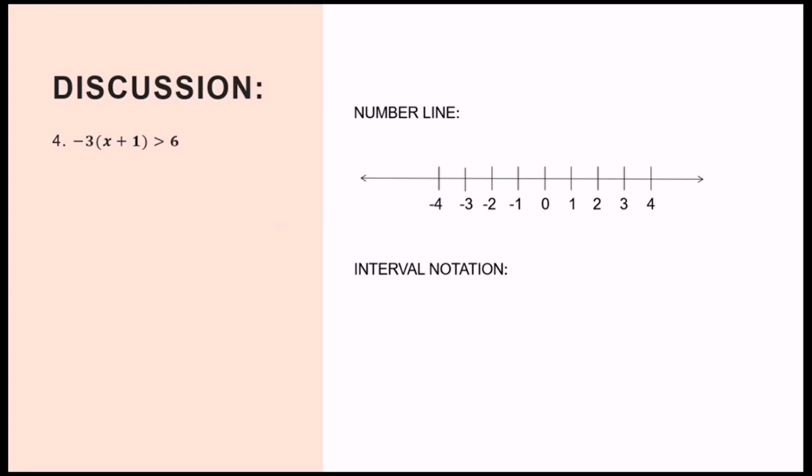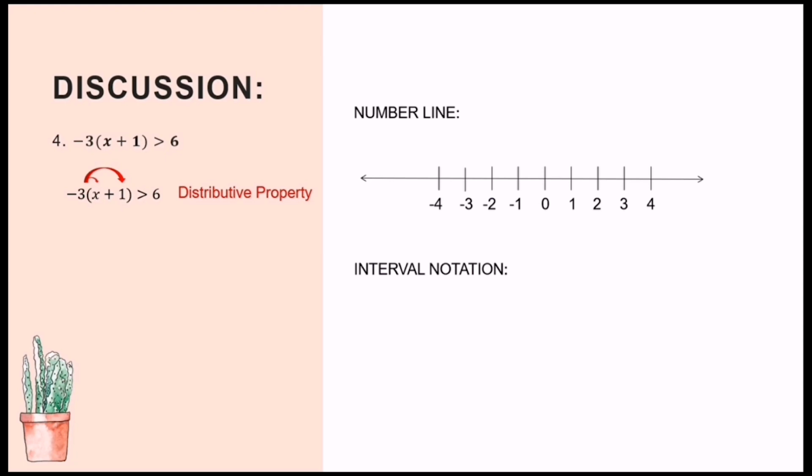Let's proceed to example number 4. So, we have our given negative 3 times x plus 1 is greater than 6. So, first, proceed to distributive property, which is negative 3 times x is negative 3x. And then negative 3 times 1 is negative 3, is greater than 6.